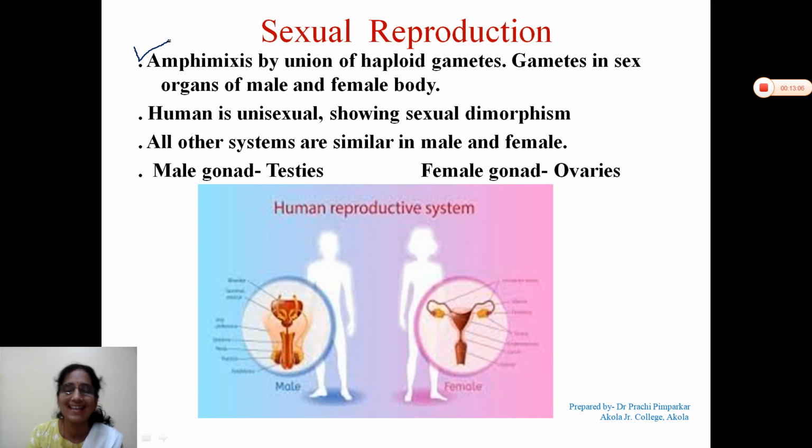So that male and female can be distinguished very clearly. It is called sexual dimorphism. The external difference between male and female is called sexual dimorphism.